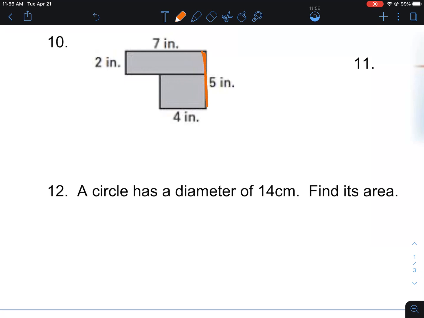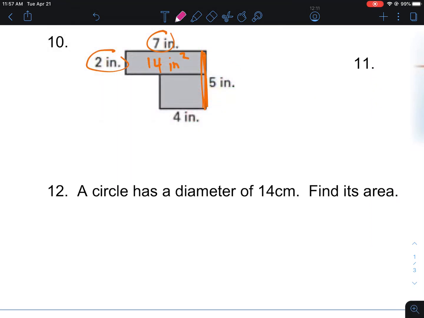And what's tricky is this. You can very quickly see this is 2 times 7. That rectangle is 14 inches squared. But this one down here, the one I'm kind of just scribbling on, it isn't 5 times 4.